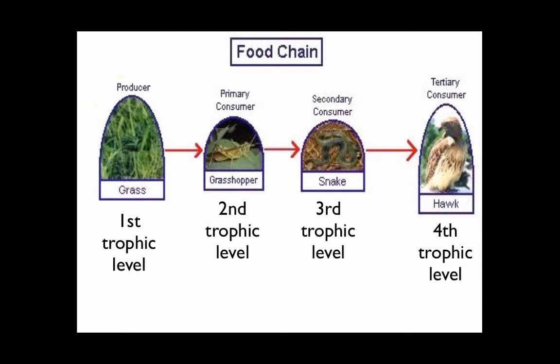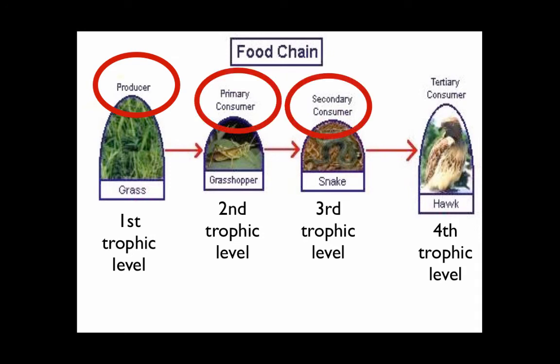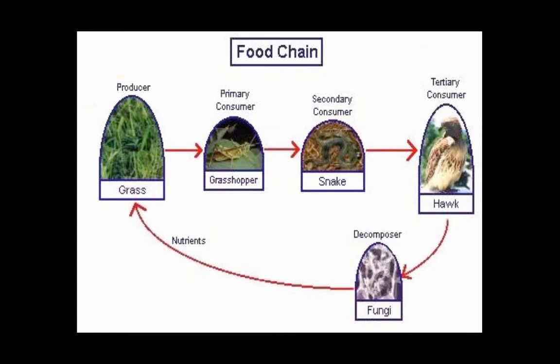Here we've got another example of a food chain. Your first trophic level is made up of your producers. Second trophic level is your primary consumer. Third trophic level, your secondary consumers. And your fourth trophic level consists of your tertiary consumers. And this thing that students always wonder is, okay, where do the decomposers fit in? How do I incorporate them into my food chain?